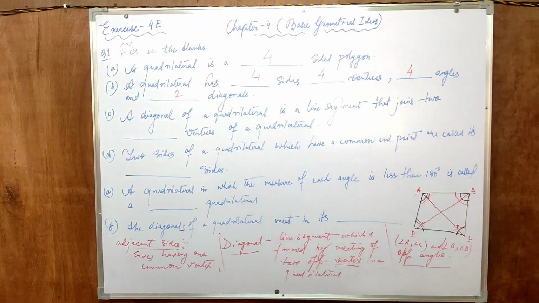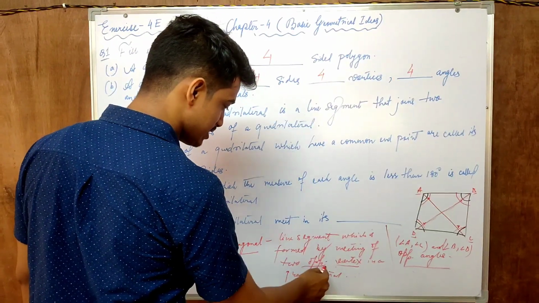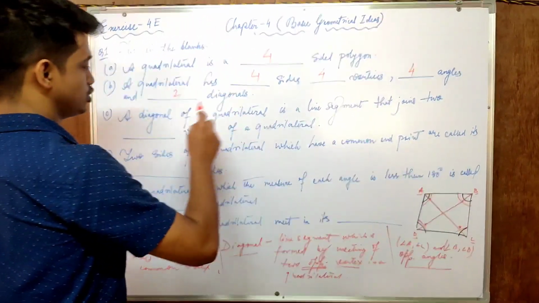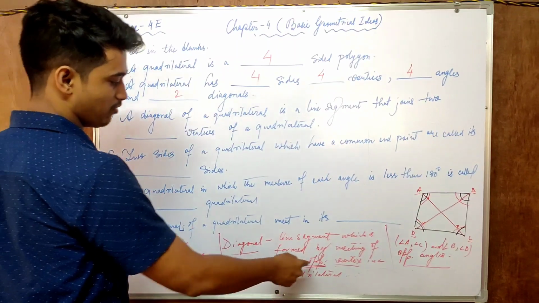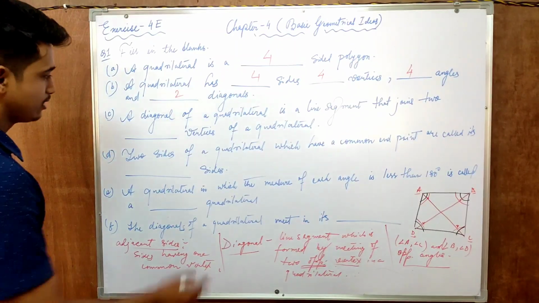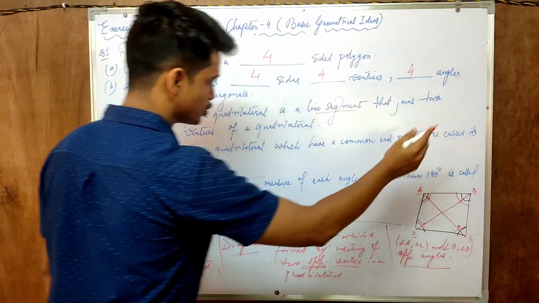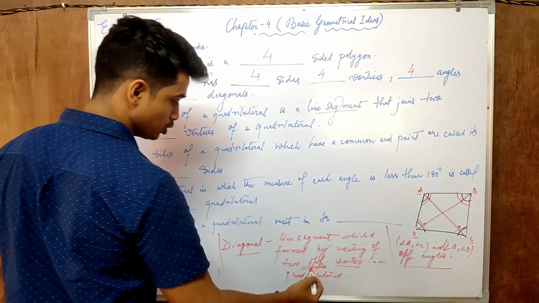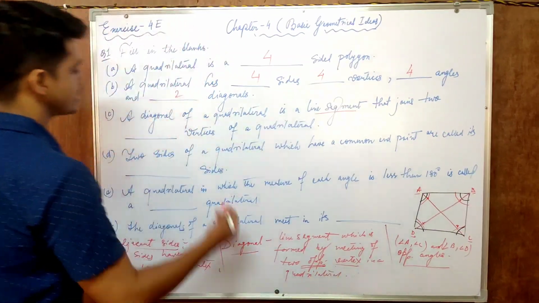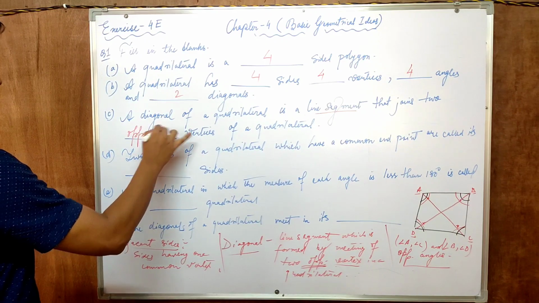After that, the diagonal of a quadrilateral is a line segment that joins two what? Two opposite vertices. If you just observe it carefully, a diagonal of a quadrilateral is a line segment that joins two opposite vertices. So that means the answer is opposite vertex.